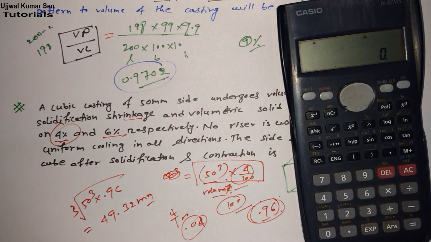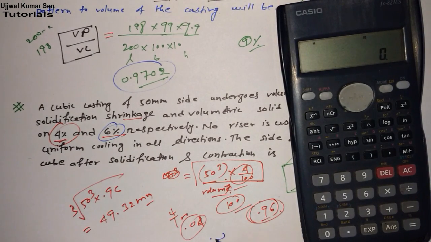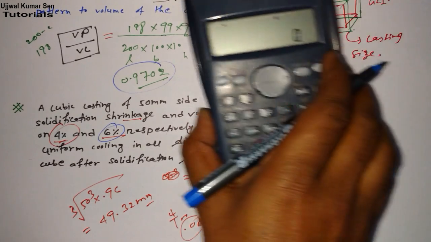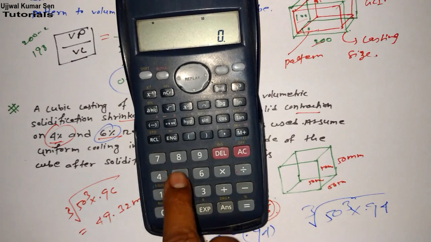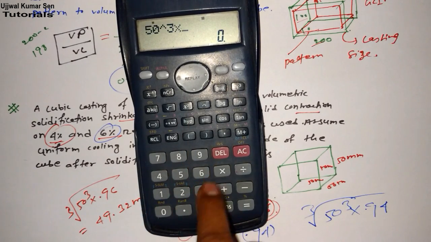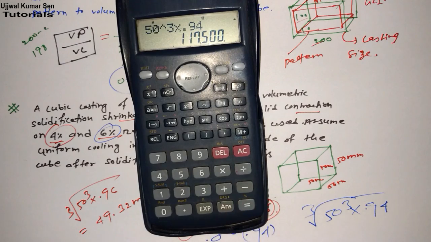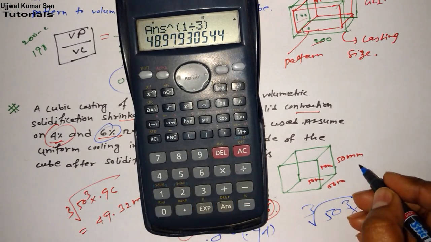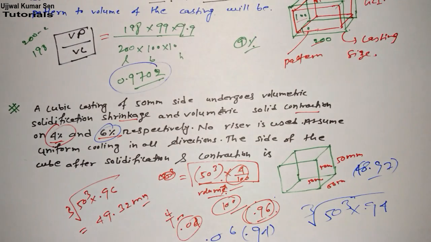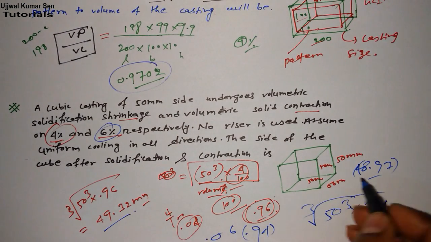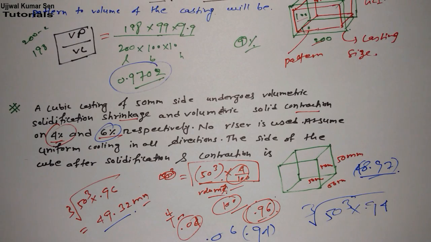Now let's go for 6%. 6% means 0.06, so there will be 0.94 remaining. So definitely we have to find the cube root of 50 cubed into 0.94. So 50 cubed into 0.94, this much, to the power 1 divided by 3, because it's a cube root. So it's 48.97. So these are the two answers we got here, 49.32 and 48.97.